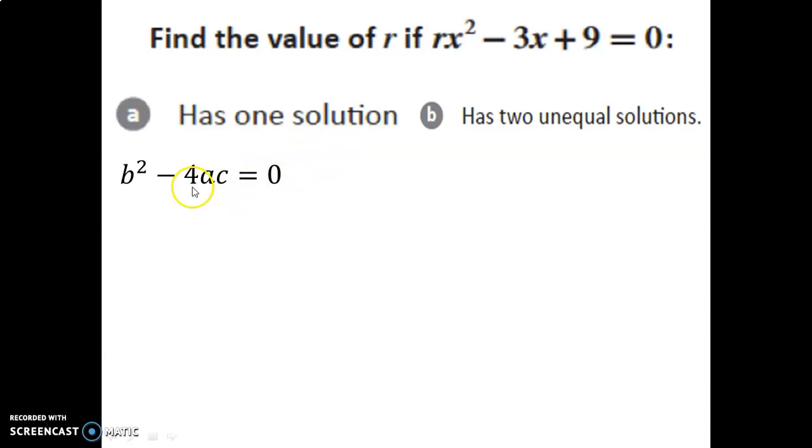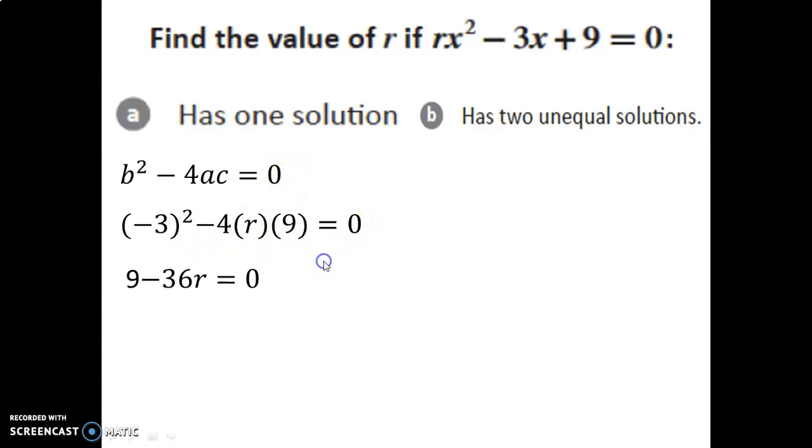Okay, if it has 1 solution, the discriminant must be 0. So find the discriminant, set it equal to 0. That means you end up with this equation here. Solve that equation and we get an r value of 1/4. So it's just a matter of picking the correct discriminant, finding it, and then solving for the variable. So now we found out that this one will have 1 solution if r is exactly 1/4. So if I graph that and I put a value of 1/4 in there, this parabola would sit right on the x-axis with the vertex sitting right on the axis.